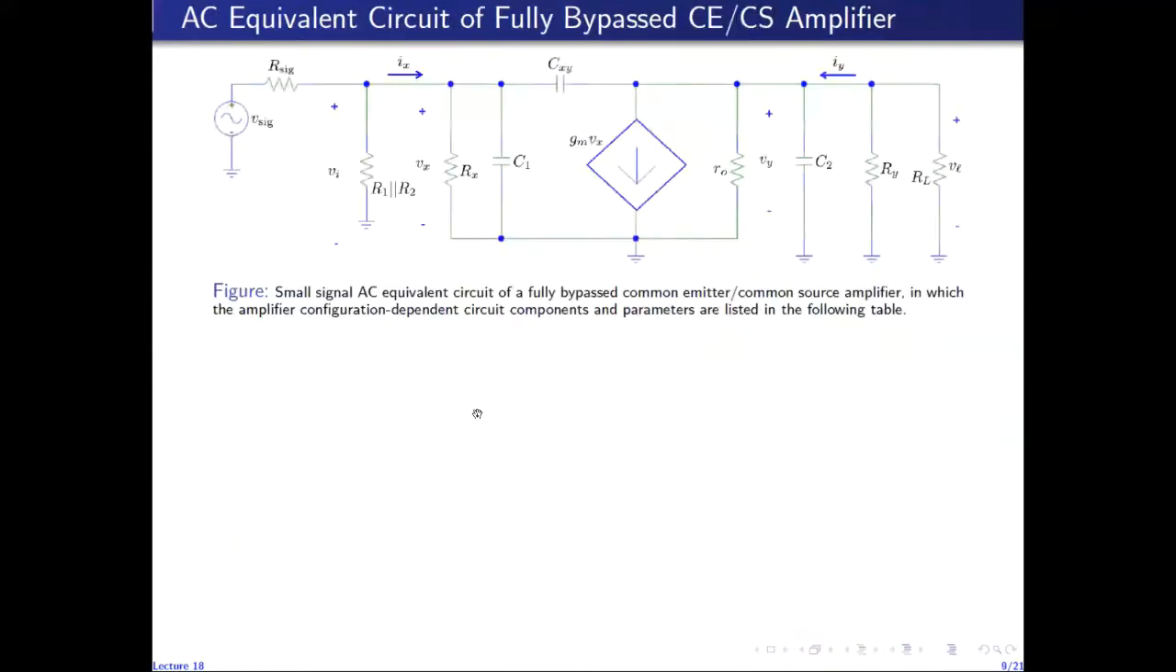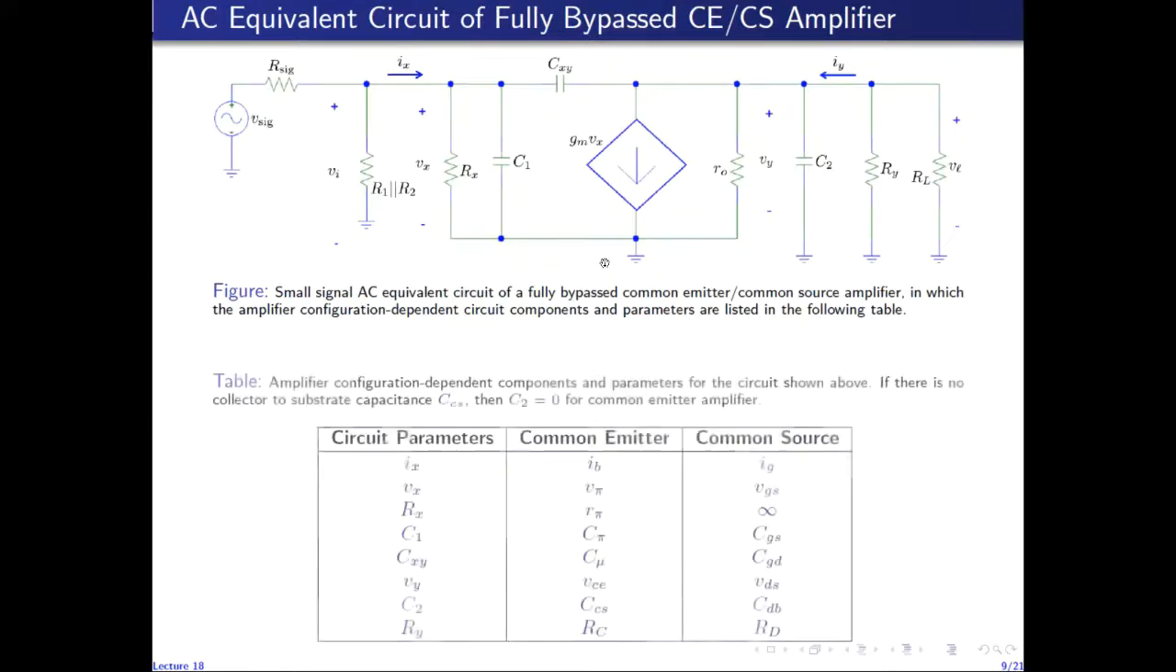So this diagram shows the small signal AC equivalent circuit for the fully bypassed common emitter or common source amplifier, in which these parameters IX, VX, RX, C1, CXY, VY, C2, IY, and RY, they in turn depend on whether this circuit represents a common emitter or a common source amplifier. So if this is a common emitter amplifier, then this becomes the base terminal, this is the emitter terminal, and this is the collector terminal.